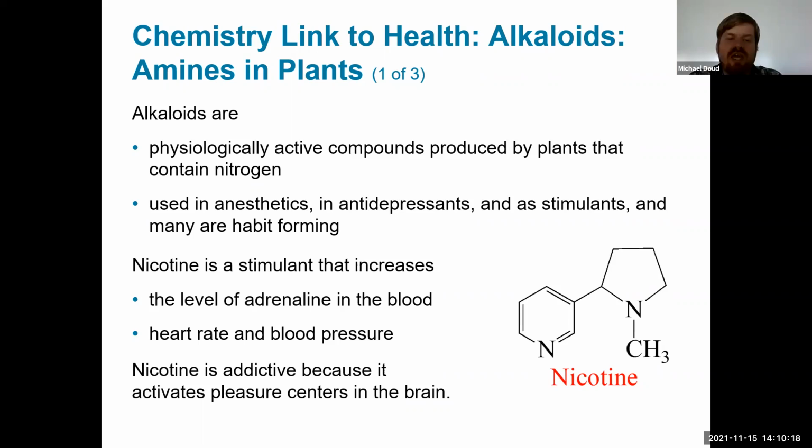So like we mentioned cocaine before, there's also nicotine, for example. Nicotine is given here. You can see that there's an amine in nicotine. And nicotine is a stimulant. What that does is basically increases the amount of adrenaline that you have in your blood and increases your heart rate and blood pressure. So it hits the pleasure centers in the brain, and that's going to get you hooked on it, basically.